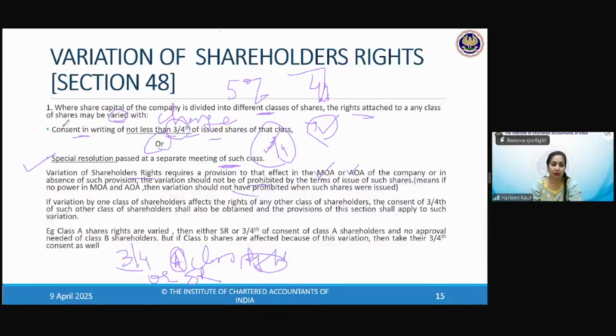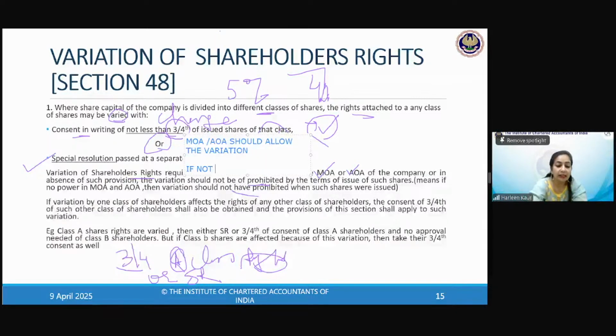See, it talks about 2 points. One is MOA or AOA should allow the variation. Allow the variation means it should be written that yes, you can make the variation. If not given, then it should not be prohibited. It should not be written at the terms of issue that we will not change your rights.